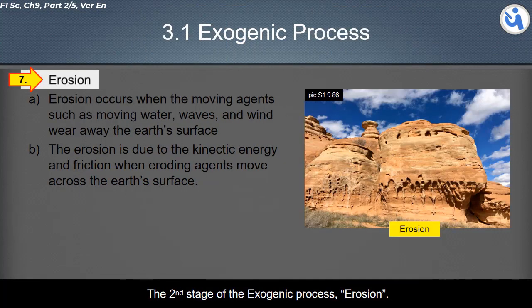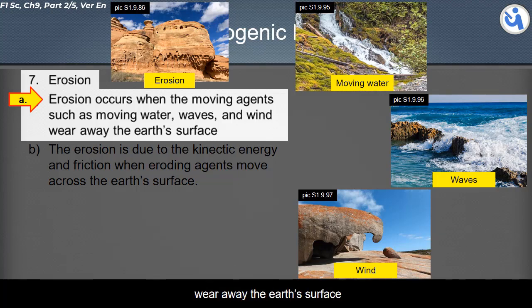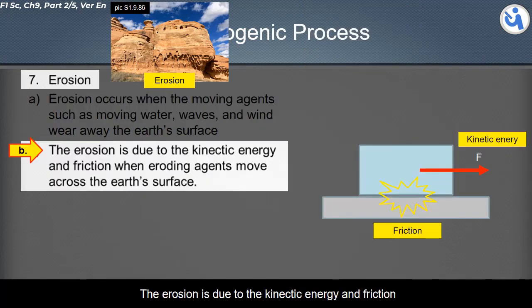The second stage of the exogenic process is erosion. Erosion occurs when moving agents, such as moving water, waves, and wind, wear away the Earth's surface. Erosion involves kinetic energy and friction when eroding agents move across the Earth's surface.